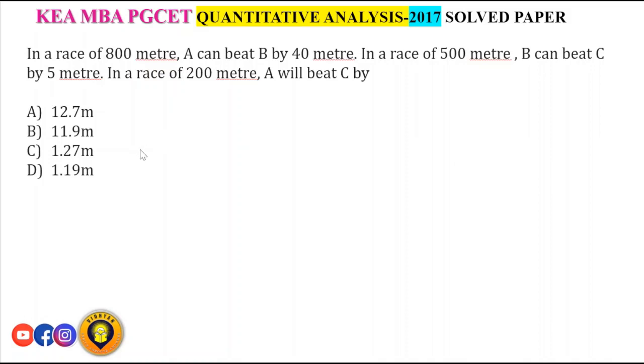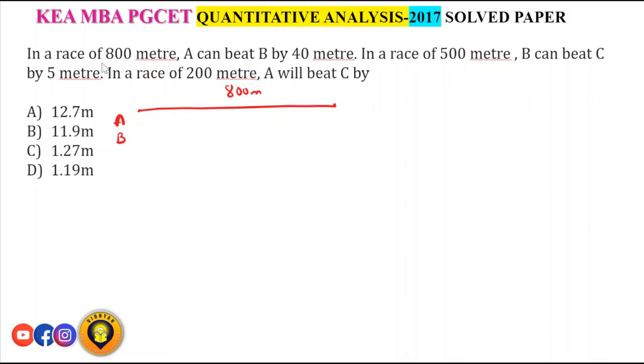Now first understand the first line. In a race of 800 meter, A can beat B by 40 meters. That means there is a race of total distance 800 meter. A and B are the two participants. When the race is on, both of them will start at the same time, right?